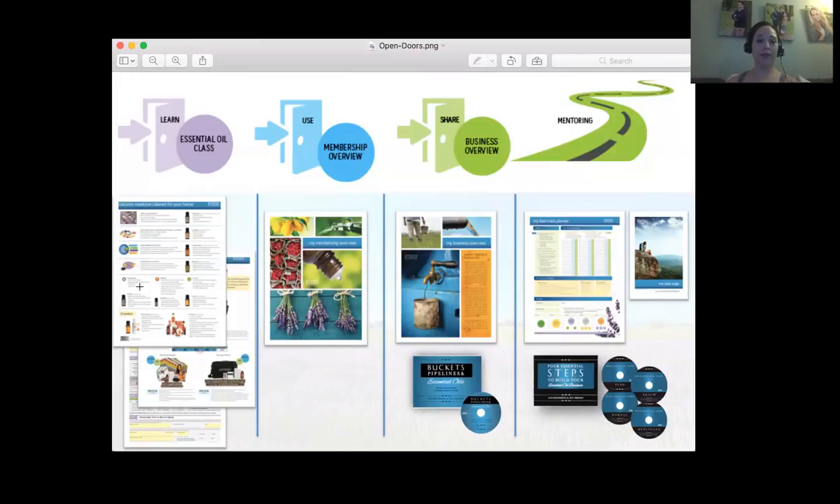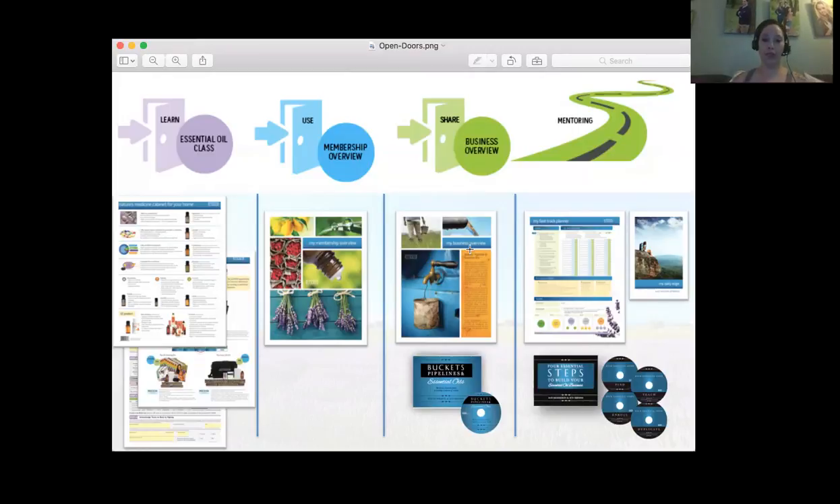All right. So then the second door of openness: they've come to a class, they have gotten their kit or bought their membership and a couple of oils, and then you do what's called a membership overview. That is your wellness consult and your overview with them as to what their specific needs are. Share Success has their wellness consult. EDGE Success has a membership overview. I utilize both. I think they're both great.